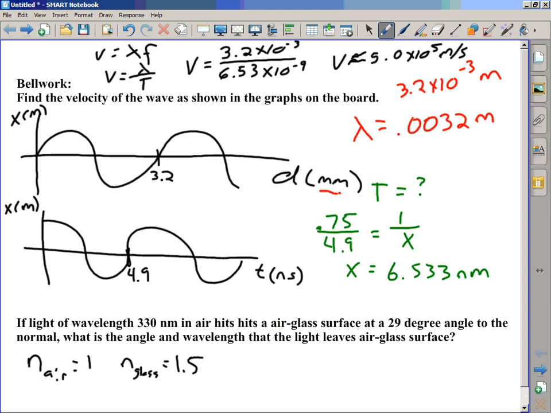Is that a reasonable possible answer? Yes. What would be an example of a non-reasonable answer? Times 10 to the what? Negative 2 would be a little weird, right? Nanoseconds here, we're traveling a distance in millimeters and nanoseconds. That means this wave's going pretty fast.